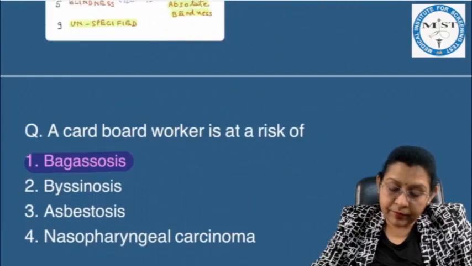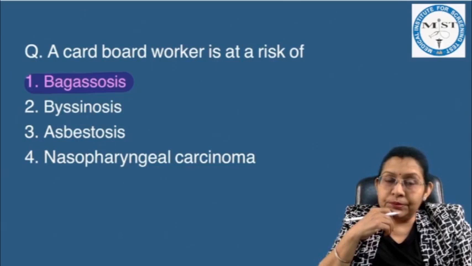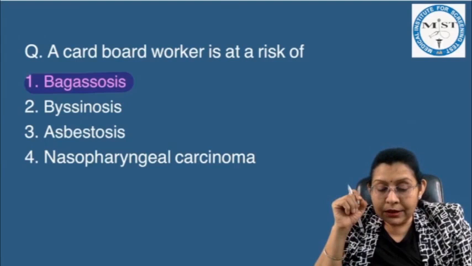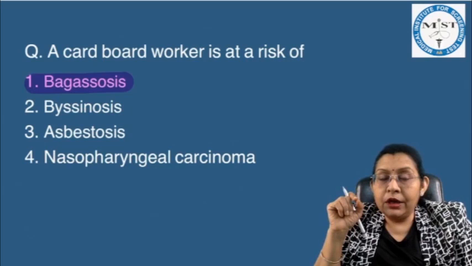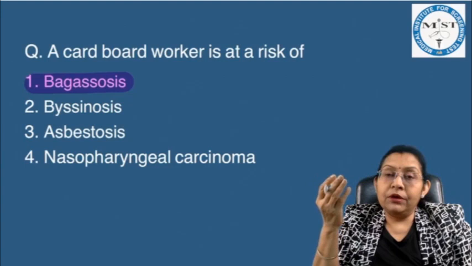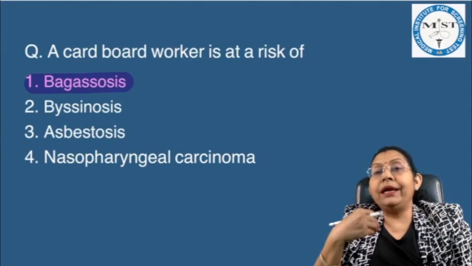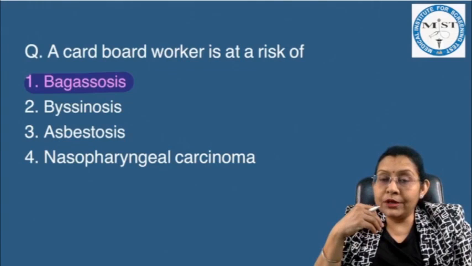A cardboard worker is at risk of. Again, there was a little bit of controversy in this question. Some students were saying that this was the only question: the cardboard worker is at risk of. Now, we know that cardboard is prepared from sugarcane bagasse. So these workers can inhale the sugarcane fibers, and we know that pneumoconiosis developing with sugarcane fibers is bagasosis. So the answer is bagasosis.